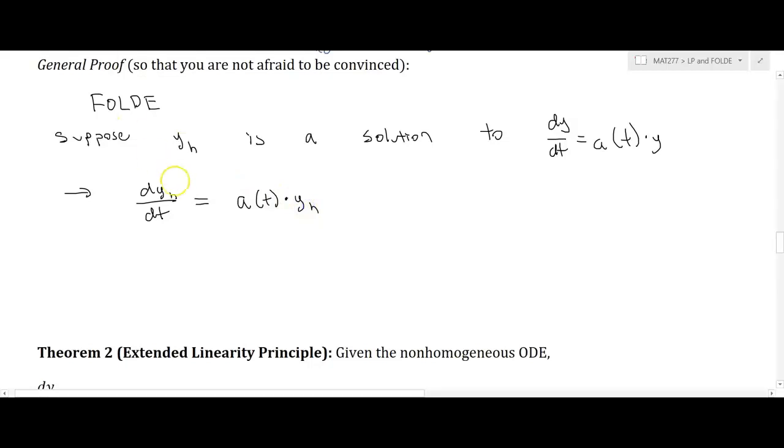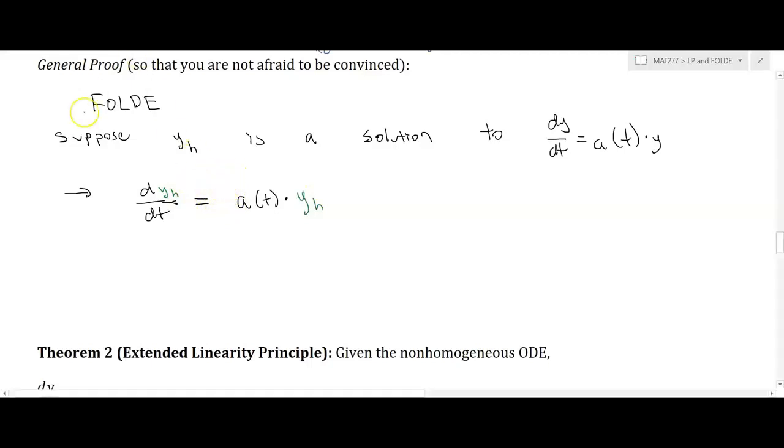So all I've done here in practice is I've used the condition from the first step, which basically said suppose it is a solution. Well, if it is a solution, that means I should be able to plug in its derivative on the left, the function on the right, and I should get the two sides to be equal to each other. So this is a true equality here.